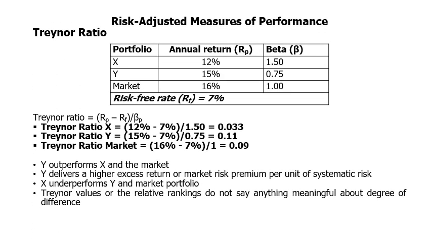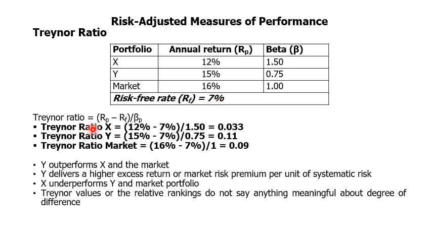Let's discuss an example. Treynor ratio formula is Rp minus Rf divided by beta p. For portfolio X, the annual return Rp is 12% and the beta is 1.5. For Y, the figures are 15% and 0.75, and for the market, the annual return is 16% and the beta is 1. The risk-free rate Rf is 7%.